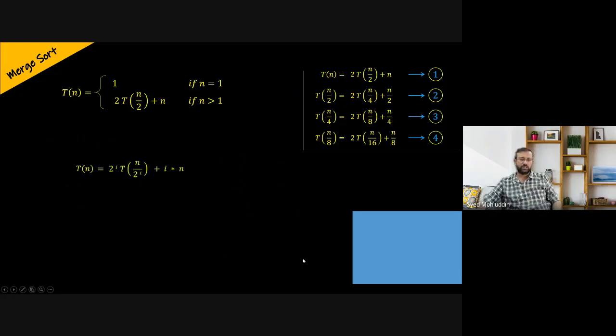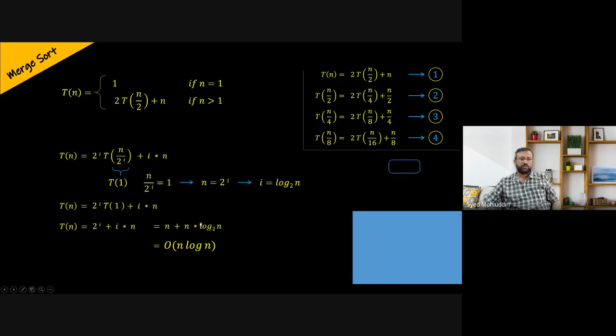Now let us solve this expression. Now this part, n by 2 power i, if it is equal to 1, we know that it is constant time. So when n equals 1, the time is 1.